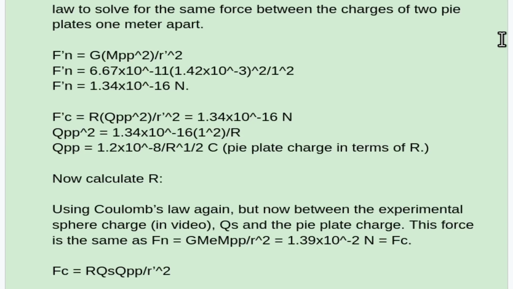F prime n is equal to Newton's constant times the square of the pi plate masses divided by r prime squared. There's the values. You can plug them in, pause, come up with your own answer, but my answer is 1.34 times 10 to the minus 16 newtons.